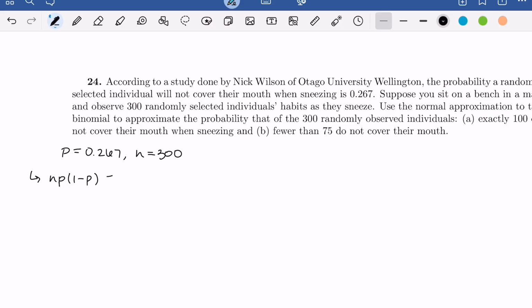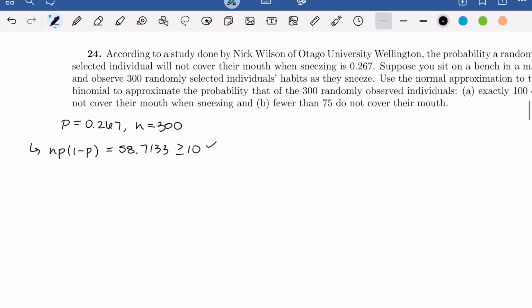So plugging in these values here, we're actually going to get 58.7133, which is in fact greater than or equal to 10. So the normal approximation to the binomial distribution can be used. And we also know that the mean in this case is going to be n times p, which is going to give us 300 times this probability. Okay, so that's the formula that we use for the mean in this case.